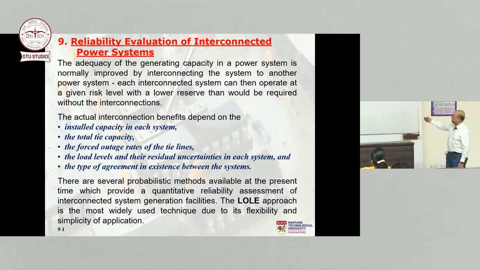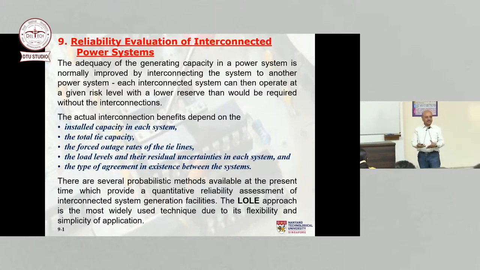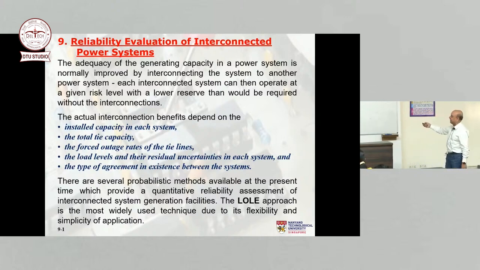The forced outage rates of the tie lines. All these cables or transmission lines between the two systems are going to fail sometime. Even when they're not in operation, they may fail, because sometimes you're just lying there, waiting to fail, and something will happen. So the availability of these tie lines is also a factor.